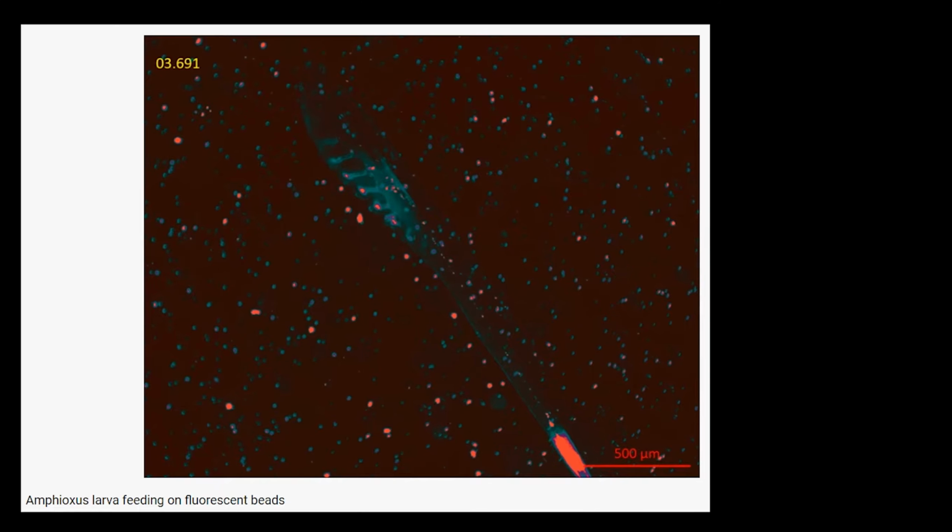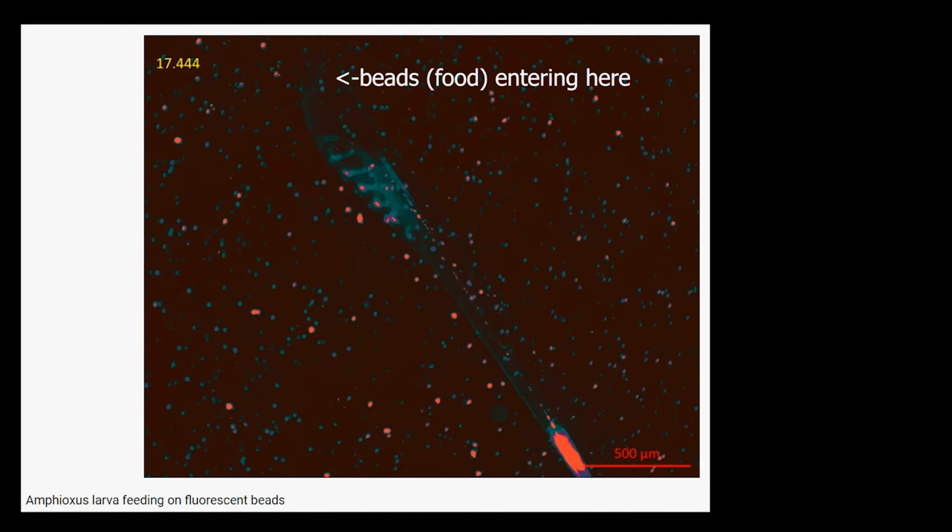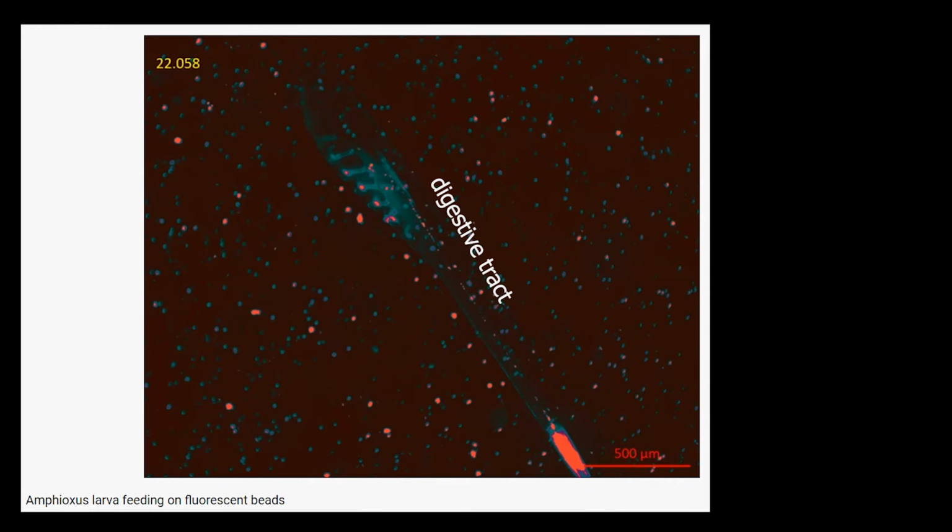So this is a cool video of filter feeding in the lancelet or amphioxus, which is one of the cephalochordates. In this case, the scientists have given it fluorescent beads so they can track the movement of food particles through the organism. So food is entering at the front end of the animal, up at the top, and then it is being filtered out and going down the digestive tract.